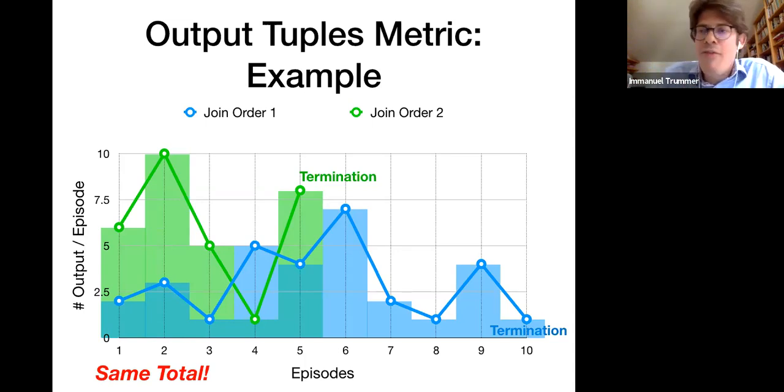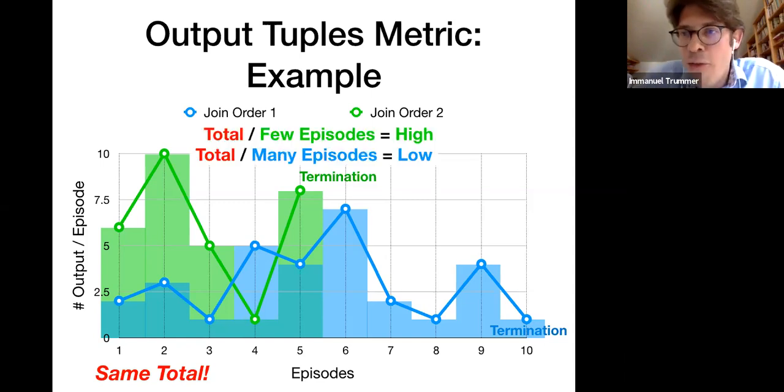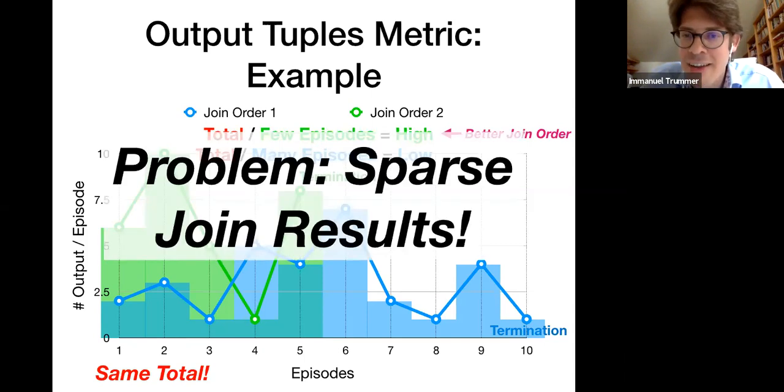And that means if I divide the constant total number of result tuples by the number of episodes needed, I get the average number of result tuples produced per episode. And for join orders that execute faster, this average rate must be higher. So this simple metric allows us to identify better join orders. Now, the only problem with this metric is what happens if the join result is very sparse or even empty. In this case, this metric won't give me any information. So in the next slides, I'm going to discuss a metric which does not have this problem.